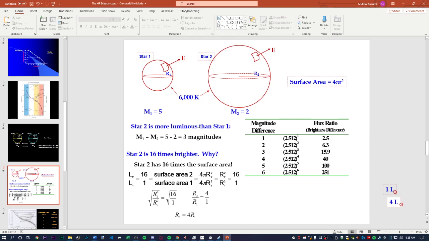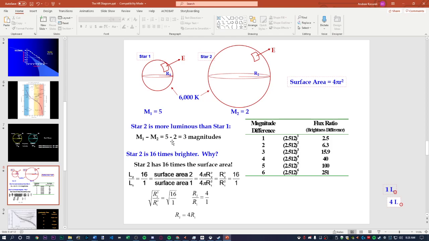But let's do this one. You need to do the Capella one on your own. So star 2 is more luminous than star 1 by 3 magnitudes. This is a magnitude 2 star, magnitude 1 star. Star 1 is a 5. 5 minus 2 is 3. If we go to this magnitude ratio here, it's about 15.9 or 16. Let's call it 16. Star 2 is 16 times brighter.